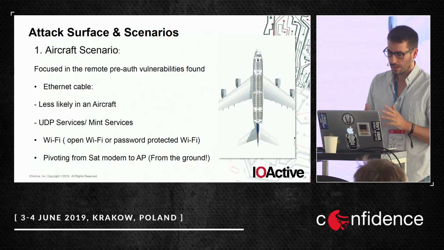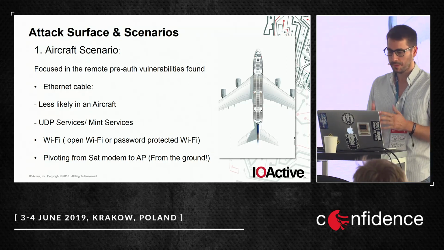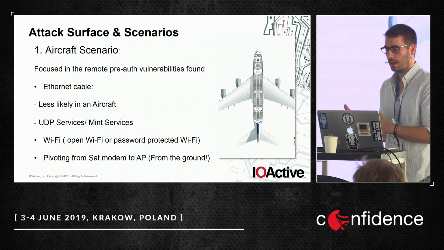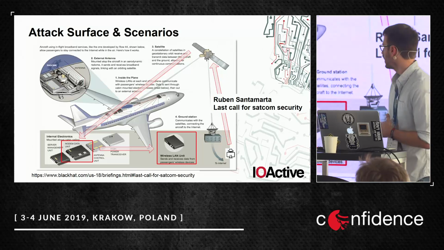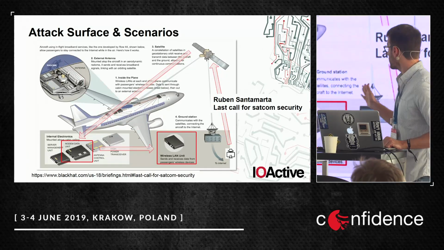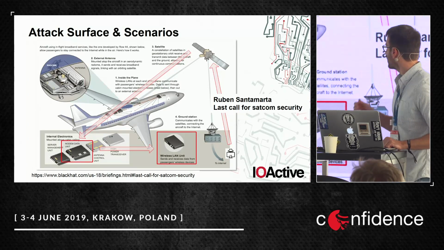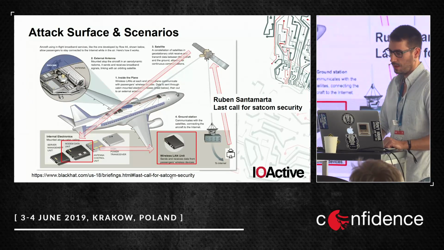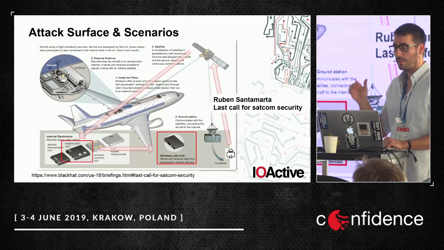But also, another attack surface would be pivoting from the satellite modem to the access point from the ground. Let me explain this a little bit more. I don't know if you were aware of this research, but my coworker, Ruben Santamarta, presented research where, from the ground, with a regular internet connection, he was able to hack airplanes that were flying in the air, okay?